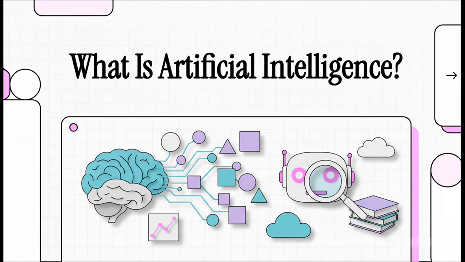Okay, let's be honest. You hear the term artificial intelligence thrown around everywhere, right? It's in the news, it's on your phone, it's going to change the world. But what if I asked you to define it? Like, right now. What is it? It sounds simple, but it's a super tricky question, and today we're going to crack it.